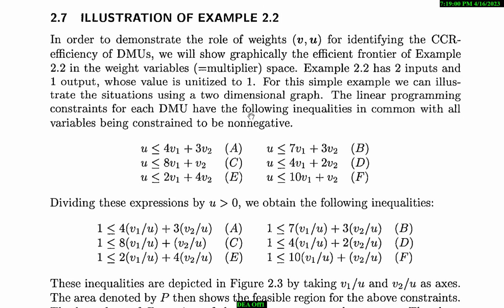Here we solve the previous example geometrically. Note that for each DMU, indeed for all DMUs, we have these constraints that are common. If we divide both sides of these constraints, noting that u is positive, we will obtain the following inequalities.